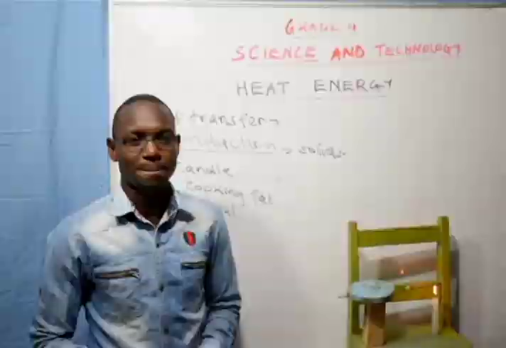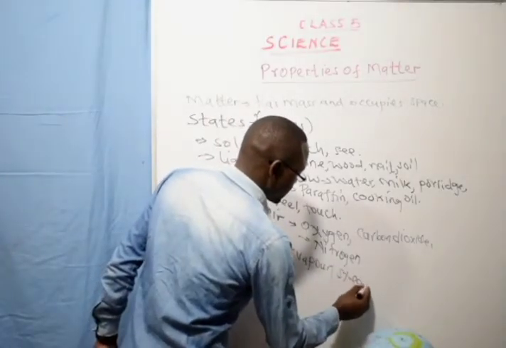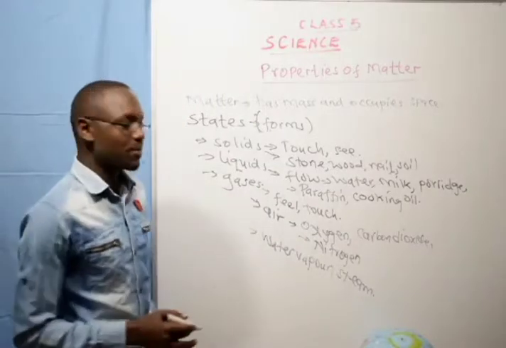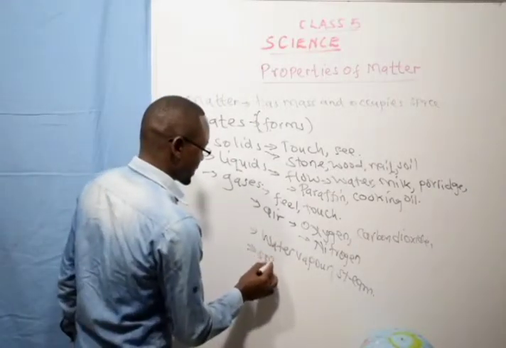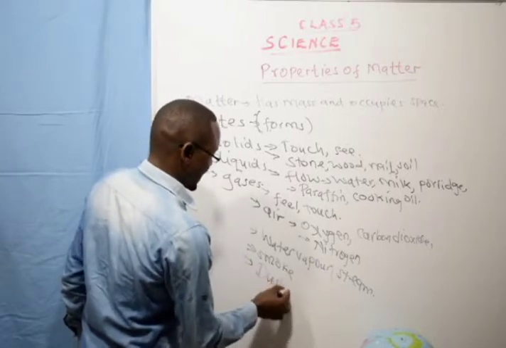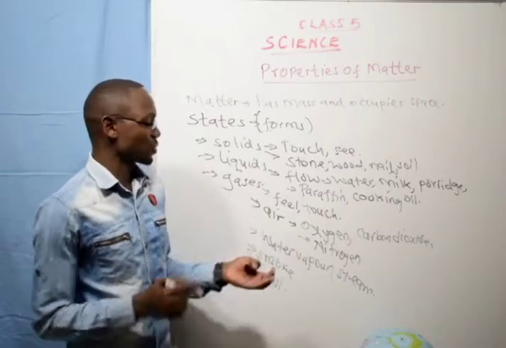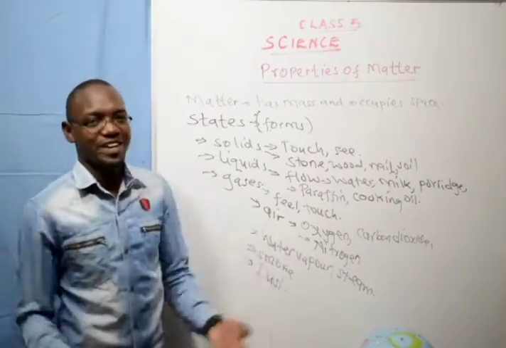That is what we call water vapor or steam. Steam is a gas. Another example of a gas is smoke. Smoke is an example of a gas. And we also have dust. Smoke and dust, we can see them. We can also see water vapor. That is why we say gases, we only feel them.